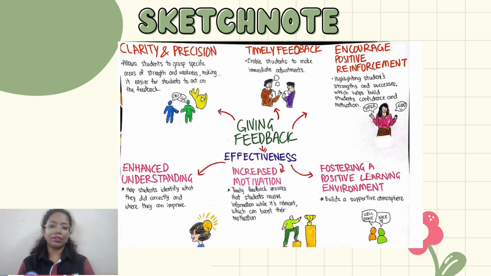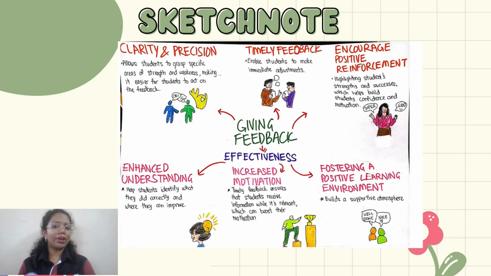Second, timely feedback. Feedback is most effective when given immediately after a task is completed. So when we give feedback after a task is completed, this immediacy allows students to connect their actions with the feedback they receive, enabling them to make immediate adjustments. So, this timely feedback helps prevent students from practicing incorrect behaviors, ensuring they can correct their mistakes right away. It is especially important during the early stages of learning a new skill.